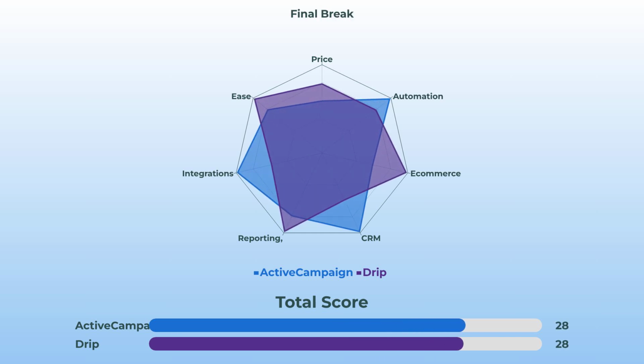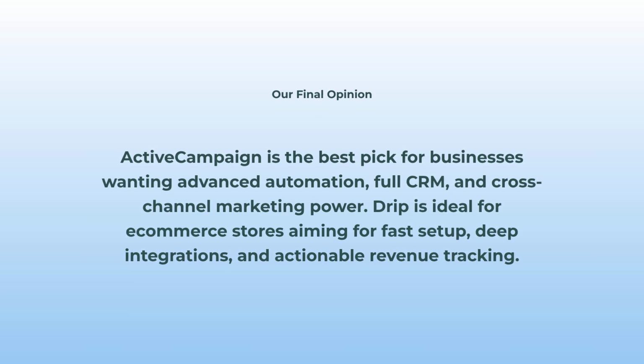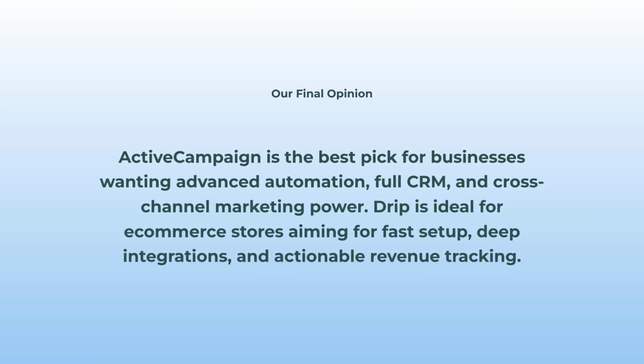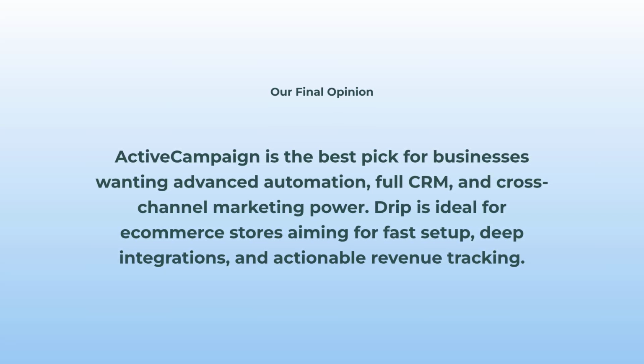Let's jump into the radar chart so you can visualize these differences side by side. You'll see where ActiveCampaign really flexes and where Drip keeps things lean and laser focused. All right, bottom line, if you're running a general business, want huge automation options, and honestly need a CRM that basically does it all, go with ActiveCampaign. If you have an e-commerce store and you want the fastest workflow, deep Shopify WooCommerce love, and instant revenue insights, Drip is a no-brainer. Both are awesome, but they fit very different needs.